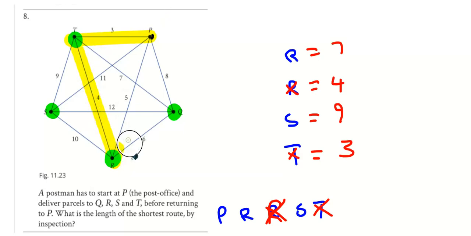Now we examine it from R's perspective. From R's perspective, we can get to Q in 6, or we can get to S in 12. And I think that's a no-brainer. We're going to go to Q. So Q will be 6.